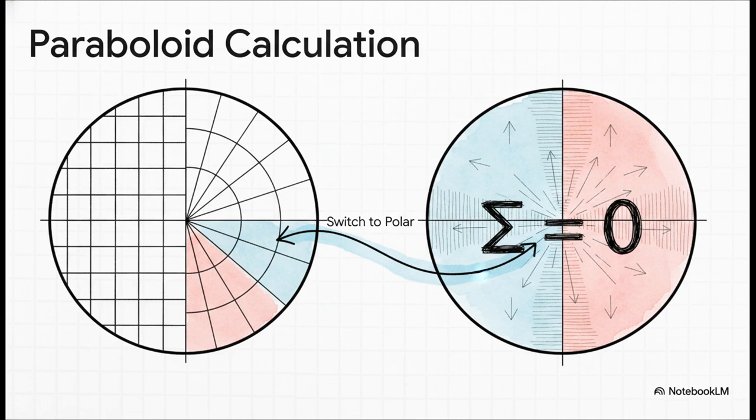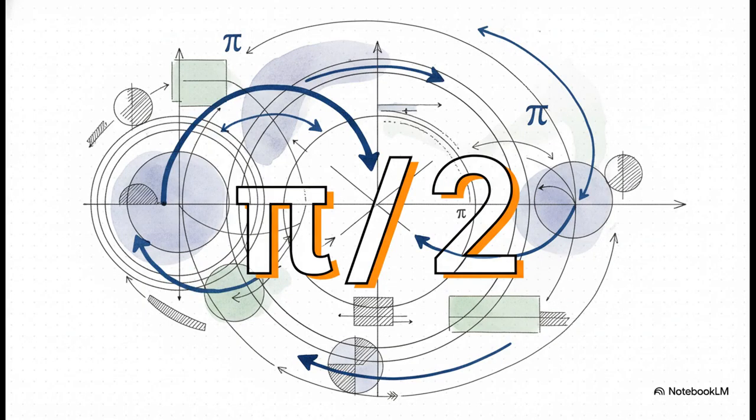Now, trying to integrate that as is looks like a nightmare. This is where a lot of people get stuck. But here's the pro move. Switch to polar coordinates. This makes the integration so much simpler. And even better, because of the symmetry of the integral in polar, that really annoying 4xy term just completely vanishes. It goes to zero. It saves you a ton of work. And after you integrate that much simpler expression, you'll land on the final answer. The total flux is pi over 2.